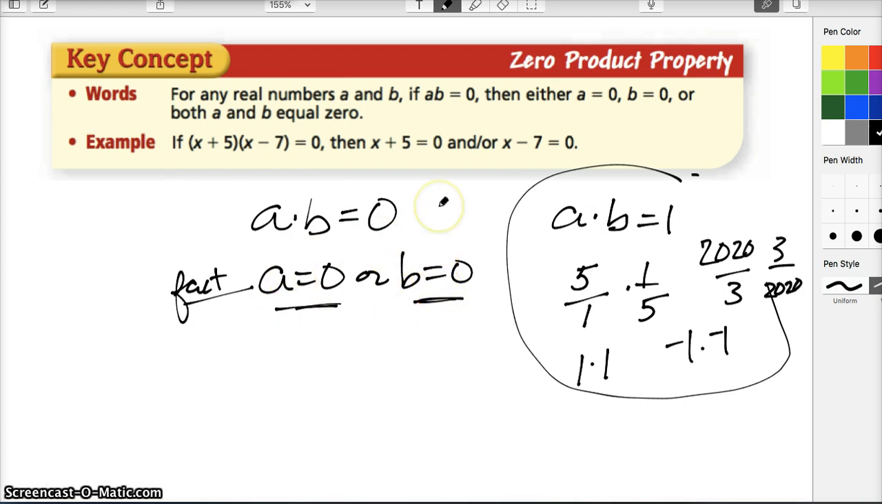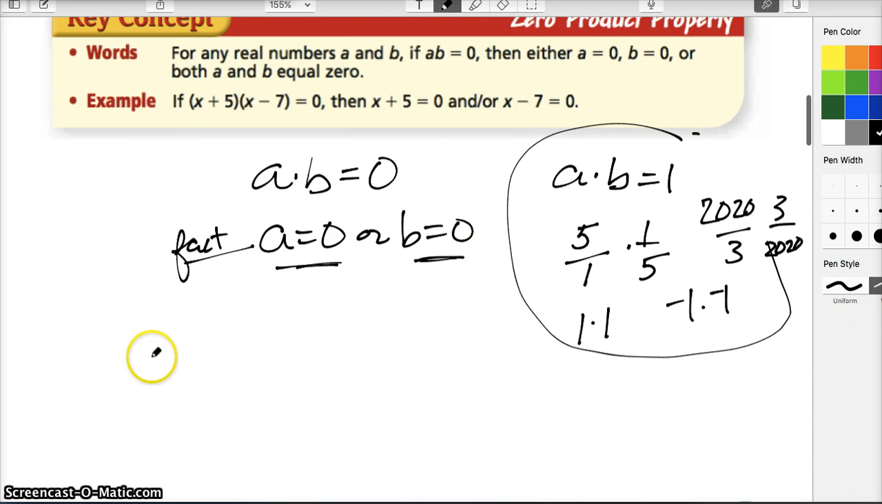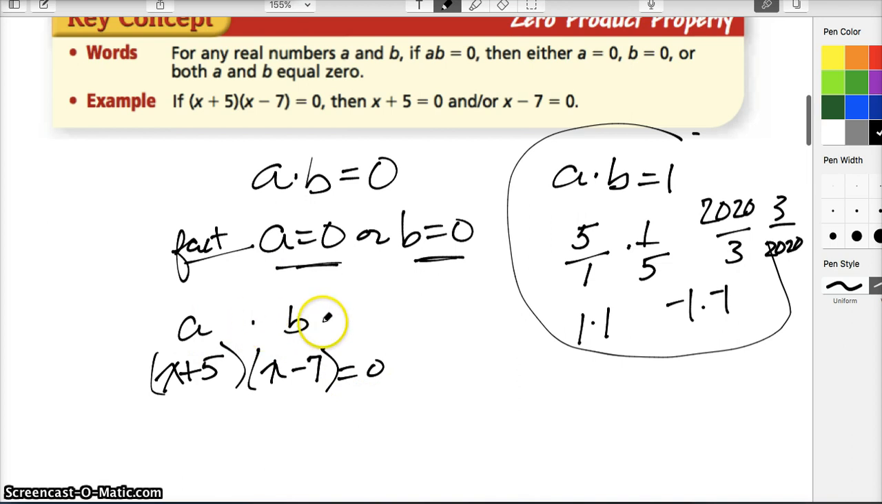And this is the foundation of what we're going to be talking about, how we can solve quadratic equations with factoring. So when you factor a quadratic equation, if you see this example here, this is a factored quadratic equation. We've got x plus 5 times x minus 7 is equal to 0. The rule applies. This is kind of like my A and this is my B. Because A times B is equal to 0, I know either A is equal to 0 or B is equal to 0. How does that translate here? Well, I know that either x plus 5 is equal to 0 or x minus 7 is equal to 0.